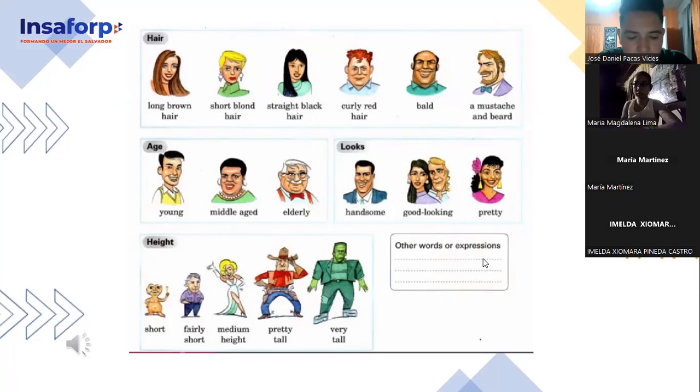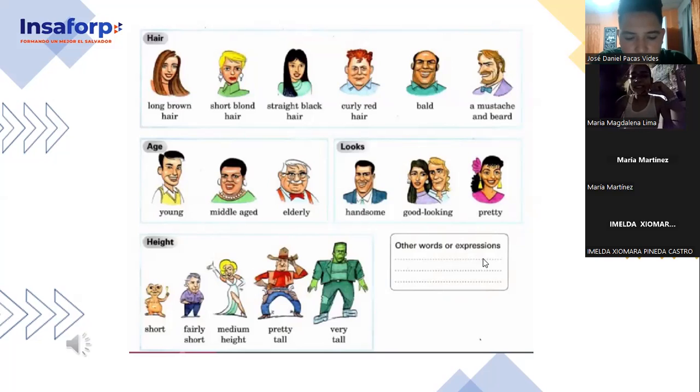José Blanco, tell me about your hair. My hair is short, brown hair. Okay, my hair is short. My hair is short, brown hair. Very good. María Magdalena, tell me about your hair.